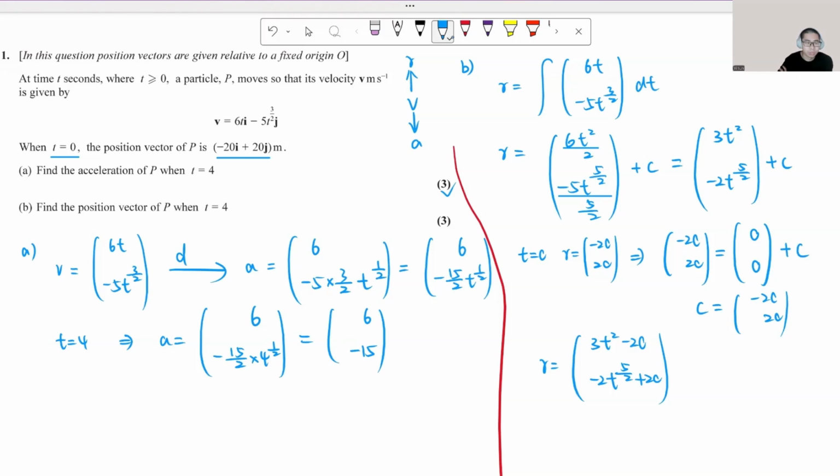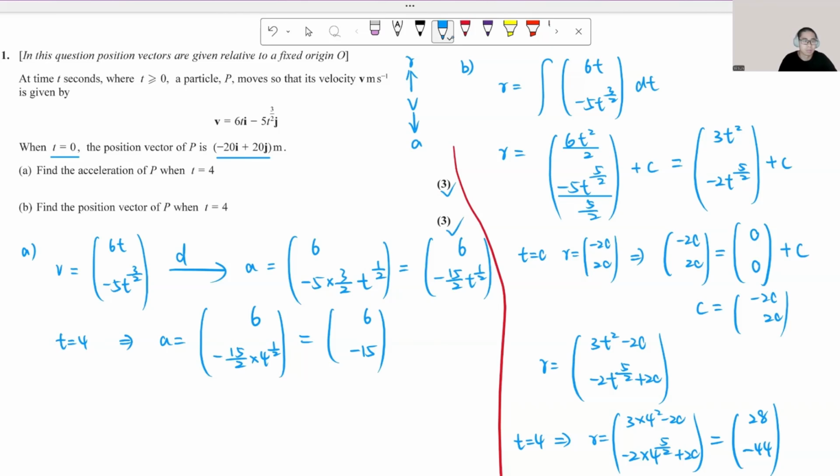And we're looking for the position vector of P when t equals 4. So if t equals 4, substitute in, we have 3 times 4 squared minus 20 for the i component, and negative 2 times 4 to the power 5 over 2 plus 20 for the j component. Now we just have to put it in the calculator. So 3 times 4 squared minus 20 is 28. And then negative 2 times 4 to the power 5 over 2 plus 20 will give us negative 44. Then that will be our final answer.